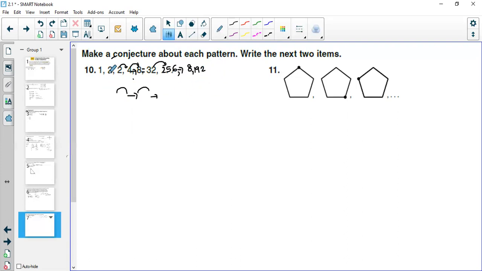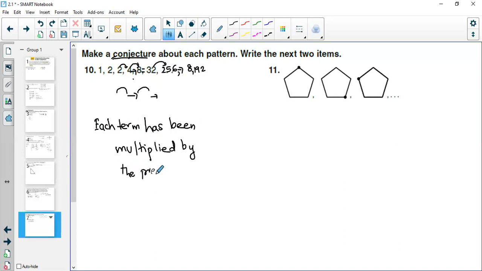If you multiply 32 with 256, that would give you 8192. So what's the conjecture we could make here? Each term has been multiplied by the previous term. This is the conjecture.